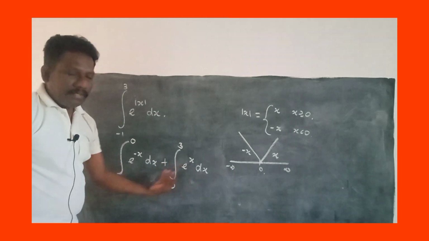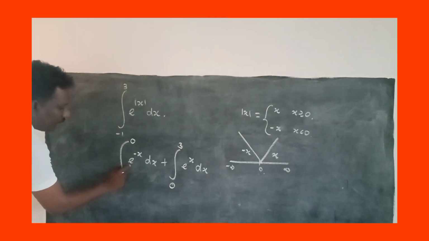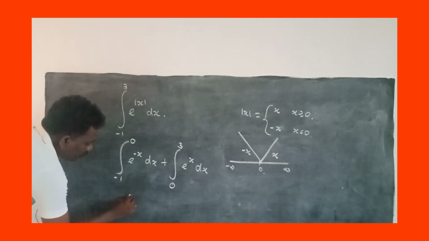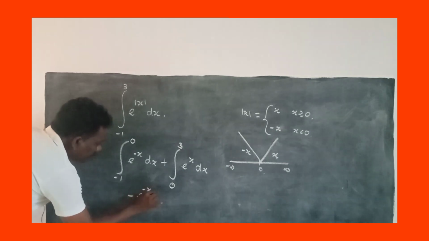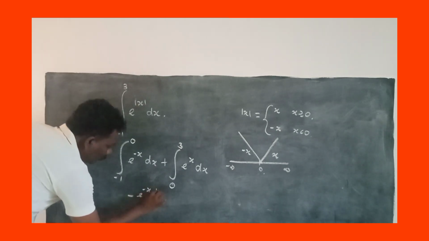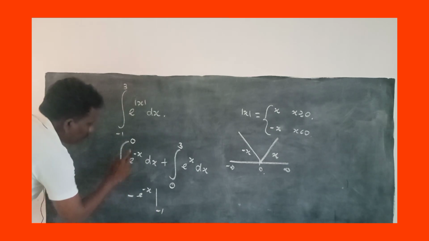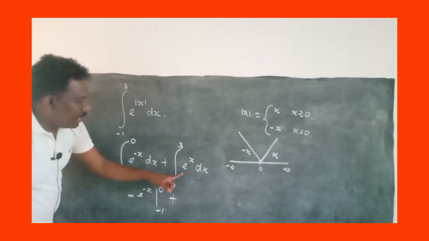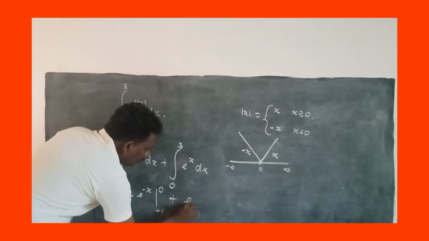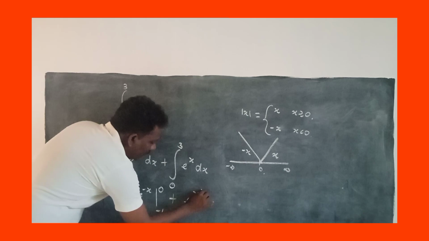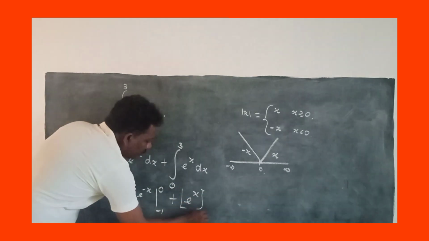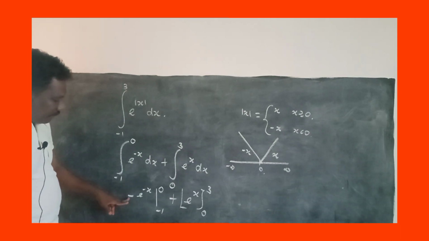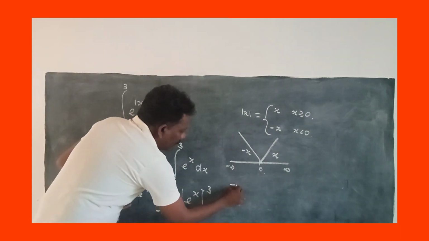We know the antiderivative of exponential raised to the power minus x. It is minus exponential raised to the power minus x, evaluated using the limits minus 1 and 0, plus the integral of exponential raised to the power x, which is evaluated using the lower limit 0 and the upper limit 3. Now I am just pulling out the negative, so as not to cause any confusion.